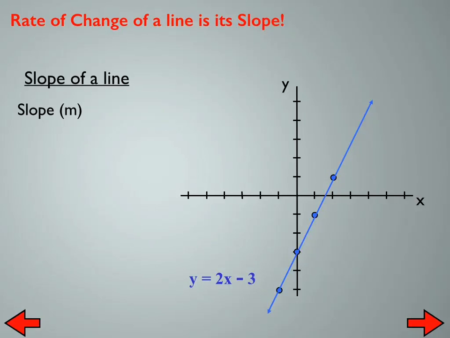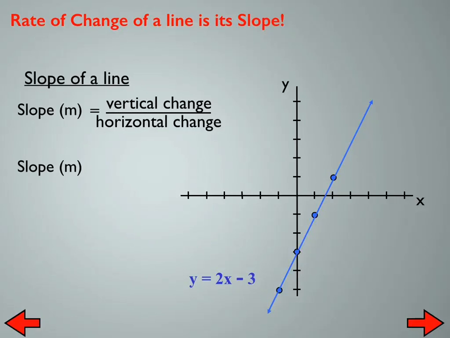Slope of a line sometimes is referred to as the vertical change over the horizontal change, or sometimes it's given as the rise over the run. The rise over the run. Rise means going up or down. Run means going left or right.